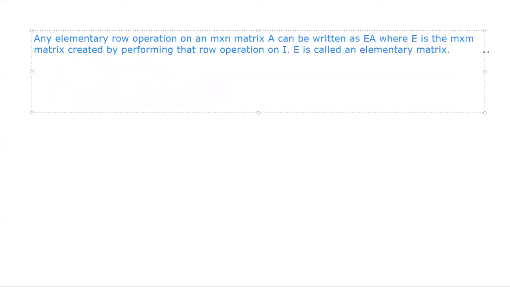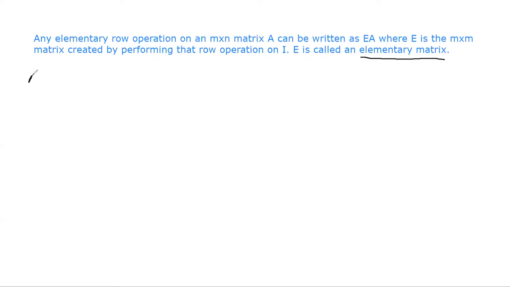Before we do that, I want to introduce some definitions, and it'll become clear why this is important in a second. So we've been talking over the last unit about elementary row operations. Any elementary row operation on a matrix can be written as E times A, where E is the square matrix created by performing that row operation on the identity. This is called an elementary matrix. All right, that's a lot of words, but it's not actually too hard to do. Let's take a look at an example.